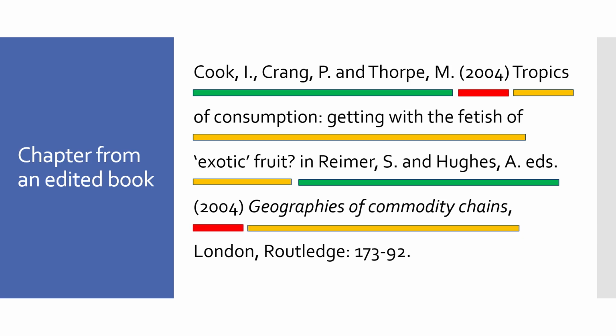Then we have the overall publication title for the book, which is in italics. And then we have the where. So this was published in London by Routledge, and the chapter sits between page 173 to 192.